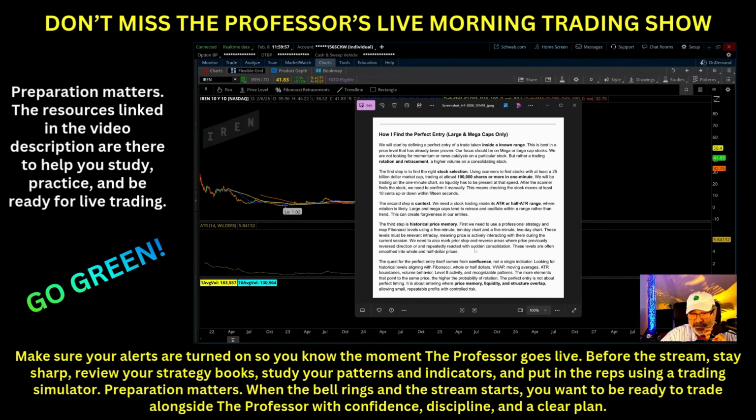The quest for the perfect entry comes from confluence, not a single indicator. Look for historical levels aligning with Fibonaccis, whole and half dollars, your VWAP, moving averages, ATR boundaries, volume behavior, level 2 activity, and recognizable patterns. We kind of covered most of that. The more elements that point to the same price, the higher the probability of rotation.